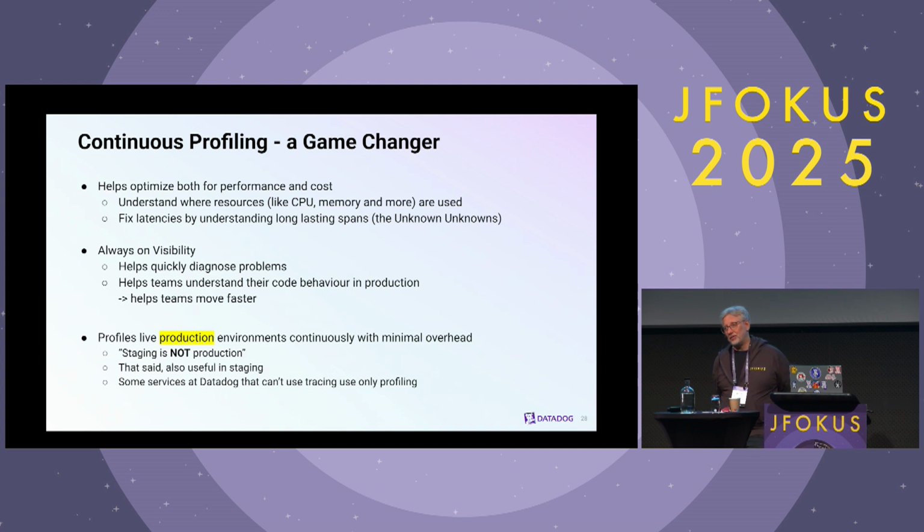That said, continuous profiling can be used in staging, and customers do that because they want to capture problems early. So that's more for the diagnostics part of it. And it's low overhead enough that there are some services that are very edge case at Datadog, a few, just a very few, that can't use tracing, but they can use continuous profiling because of the low overhead of continuous profilers.